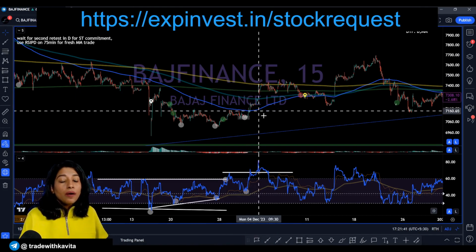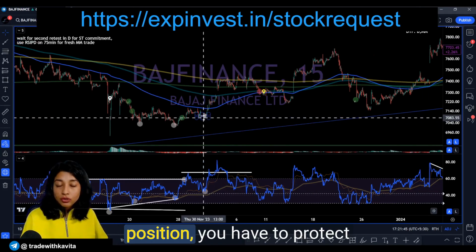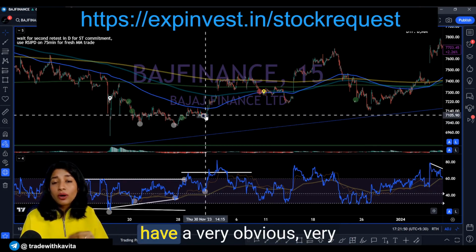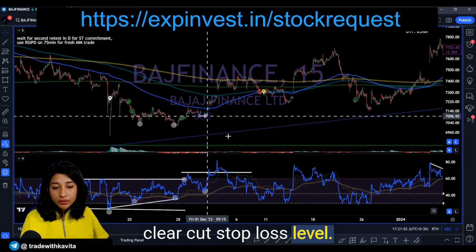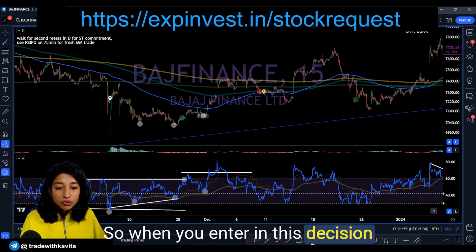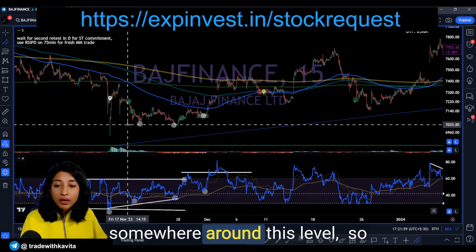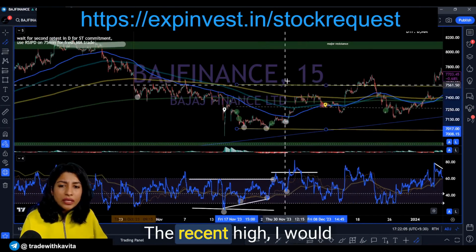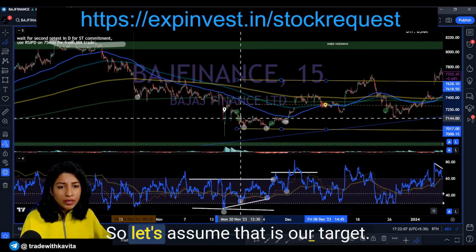All right. Now, once you've created this position, you have to protect your capital from downside. And when you plan your trade like this and enter, you have a very obvious, very clear-cut stop loss level. So when you enter in this decision window, your stop loss will be somewhere around this level. So this becomes your stop loss. And what would be your target? The recent high, I would say, be your target. So let's assume that is our target.